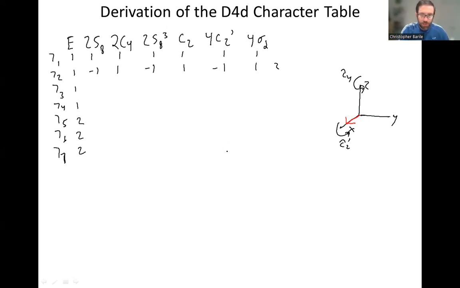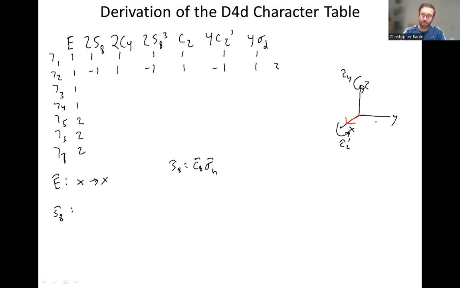Okay, and so we're going to ask ourselves the same sort of questions. How does the x vector transform? Well, identity, x goes to x. What about an S8? Remember, the S8 is equal to a C8 followed by a sigma h. Well, sigma h isn't going to be doing really anything because the xy plane is where the sigma h is, and the x vector is in the sigma h.